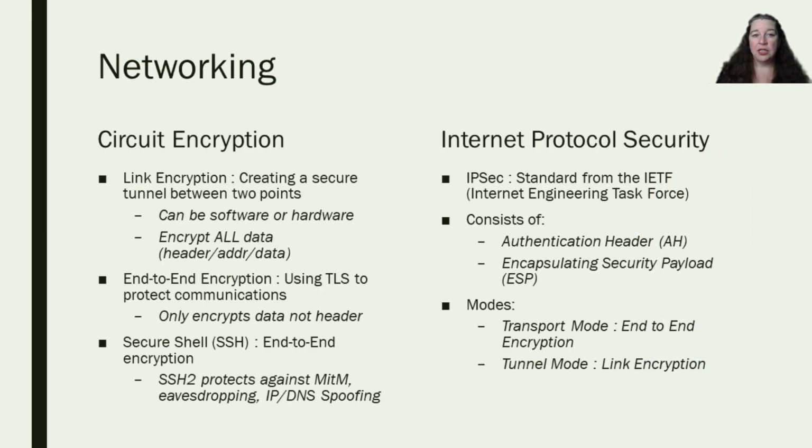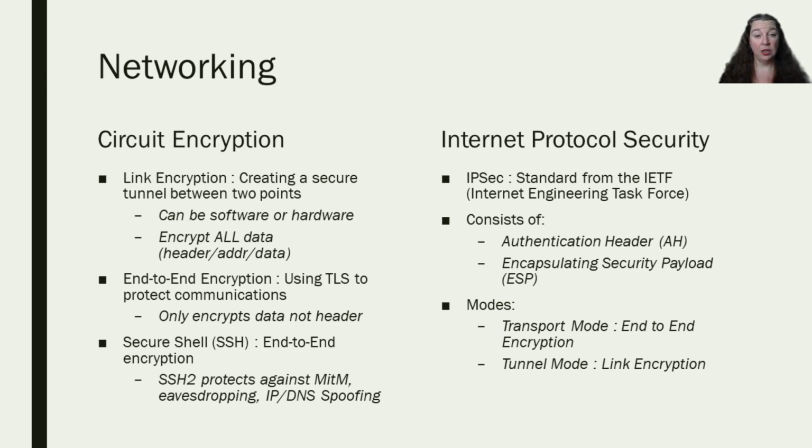Another application of cryptography in networking is going to be either our IPsec or our circuit encryption. Circuit encryption uses link encryption and end-to-end encryption to make SSL, or SSH, secure shell. Link encryption means that we are going to create a secure tunnel between 2 points. It can be done either with software or hardware. And the point is to encrypt all of the data, the header, the address, and the data itself.